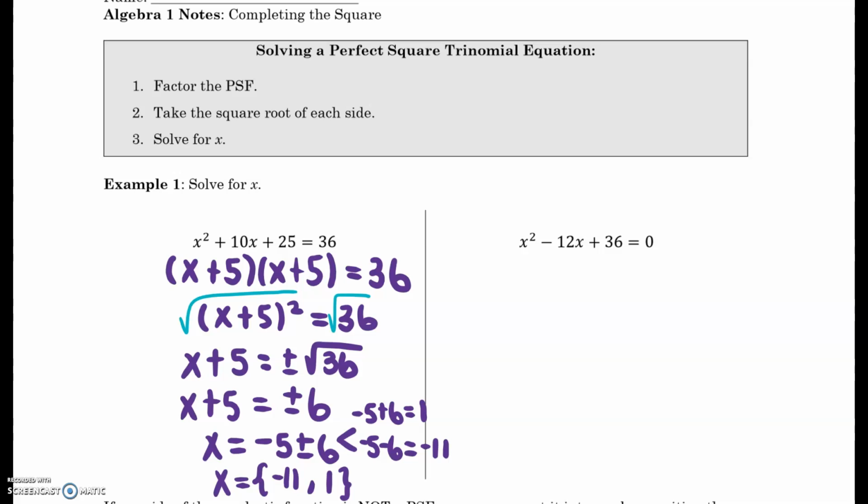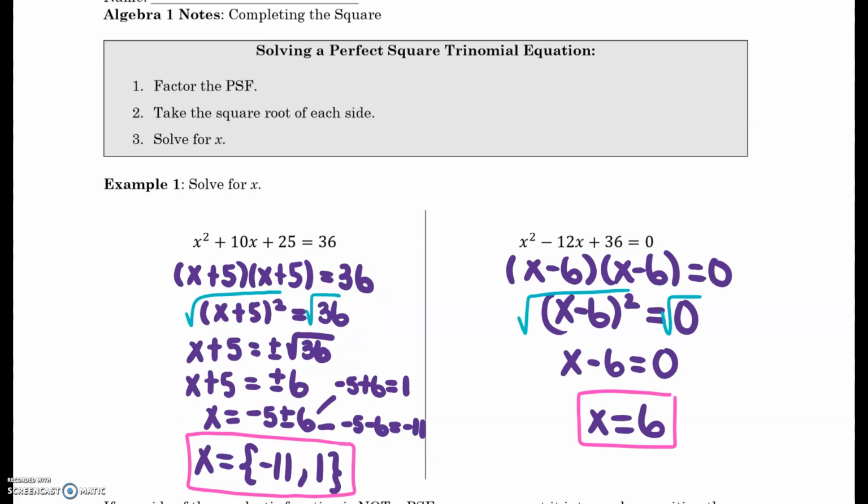Please pause this video and give the example on the right a try. When factoring the perfect square trinomial here on the right, you will find that we get (x minus 6) times (x minus 6). We can rewrite that as (x minus 6) squared, and take the square root on both sides. Remember, the square root of 0 is always going to be 0. And then when solving for x, we get x equals 6.